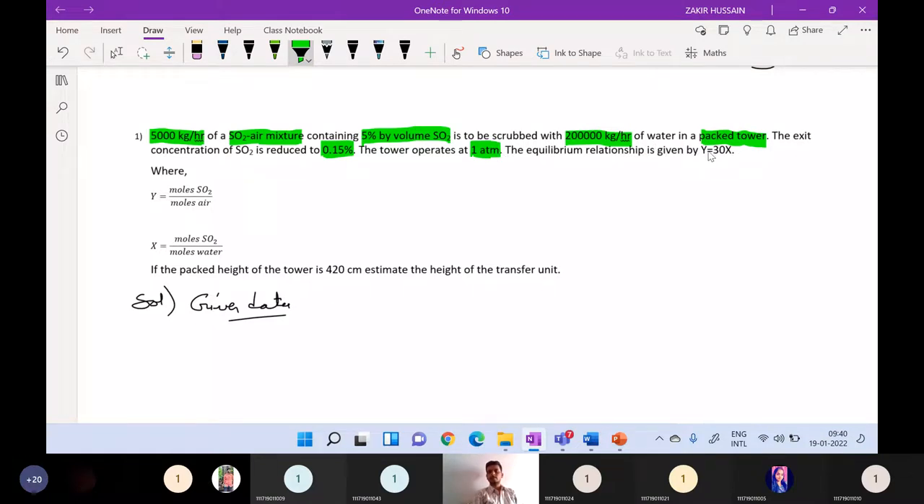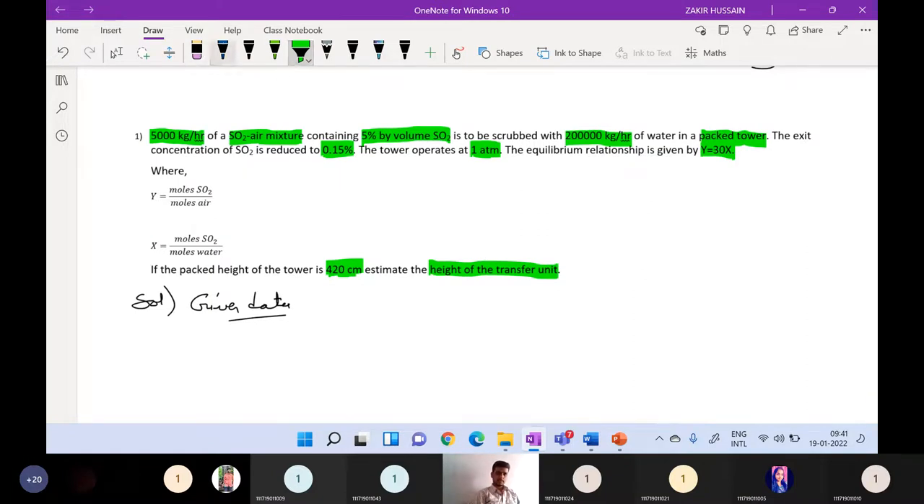Then the equilibrium relationship is given by Y = 30X, where Y is defined as a mole ratio, moles of SO2 per moles of air, and X is also a mole ratio, moles of SO2 per moles of water. If the packed height of the tower is 420 centimeters, meaning Z = 420, then estimate the height of the transfer unit. So HTU they are asking us to estimate.